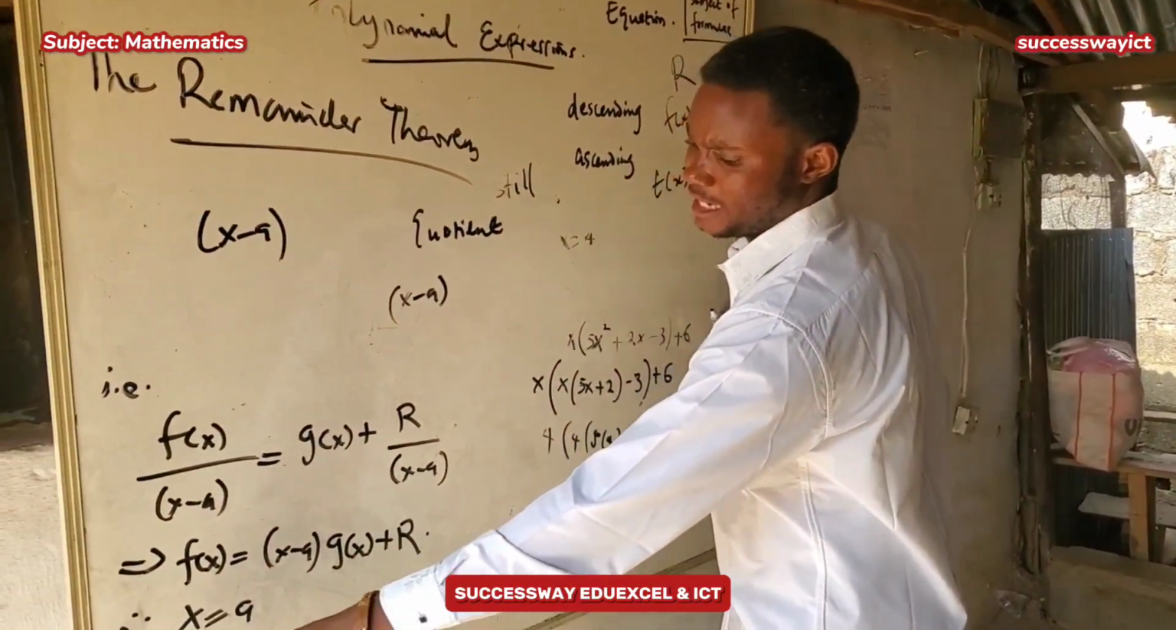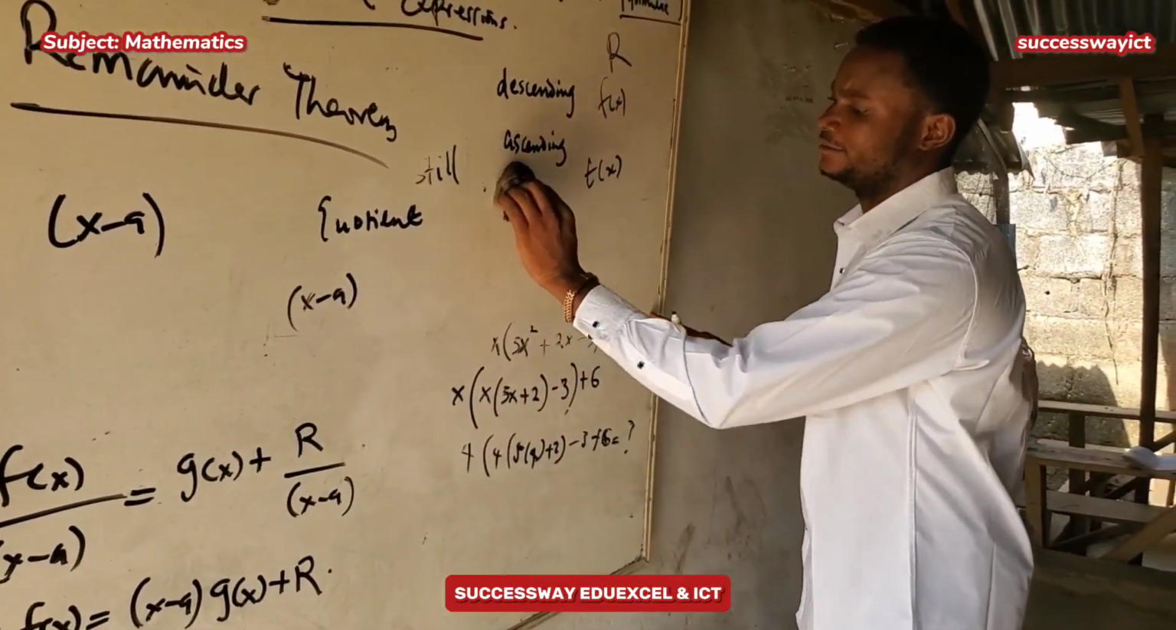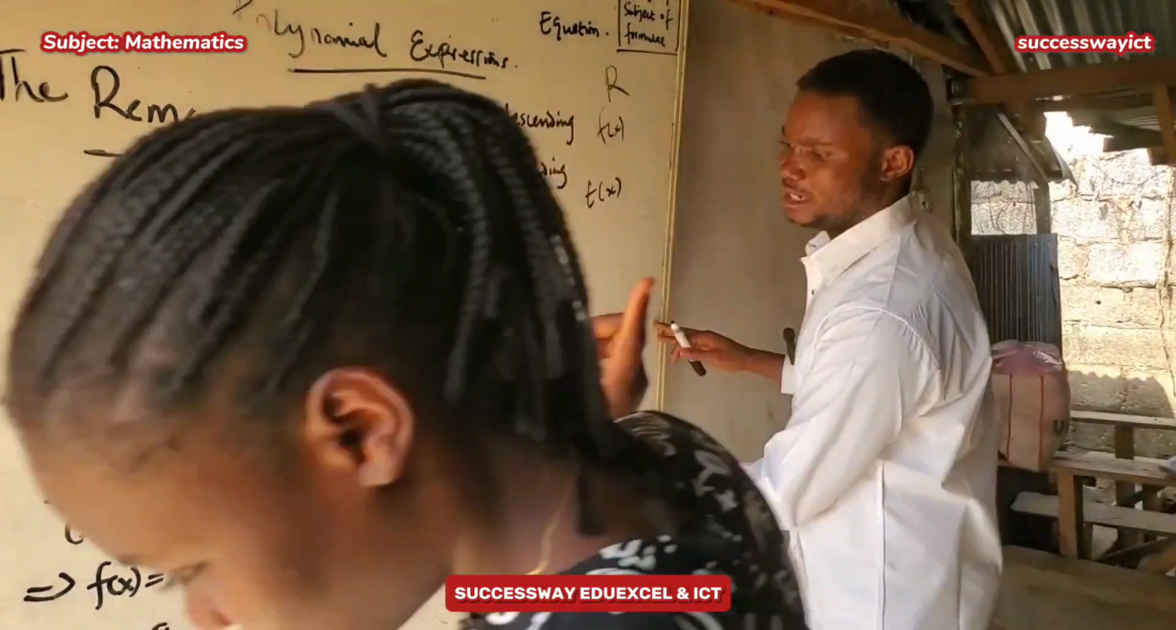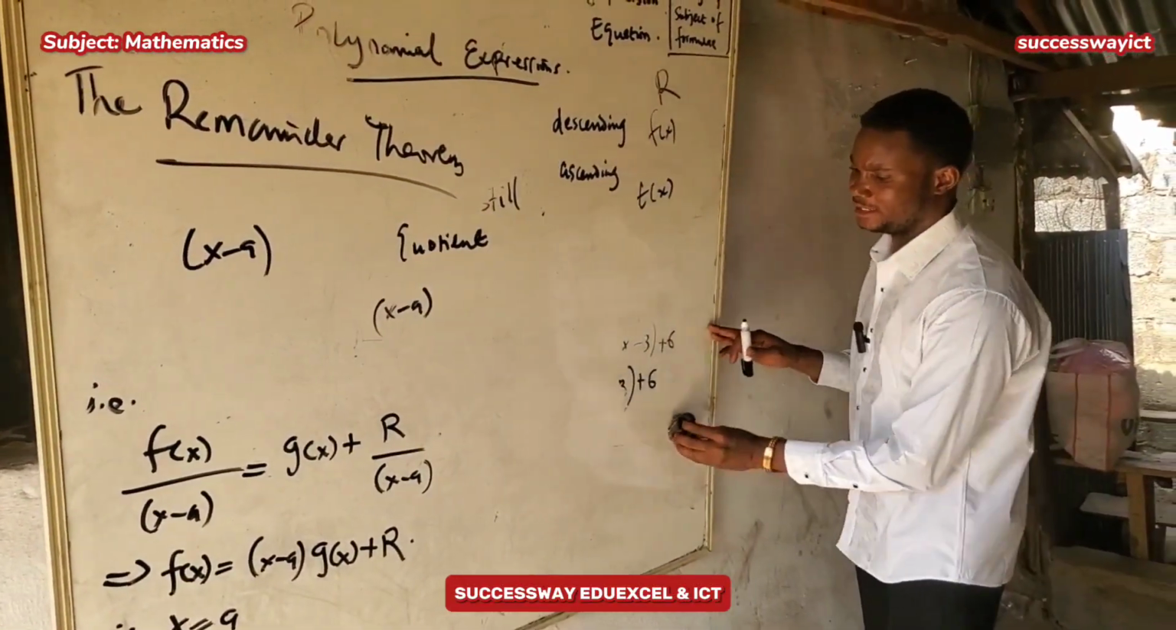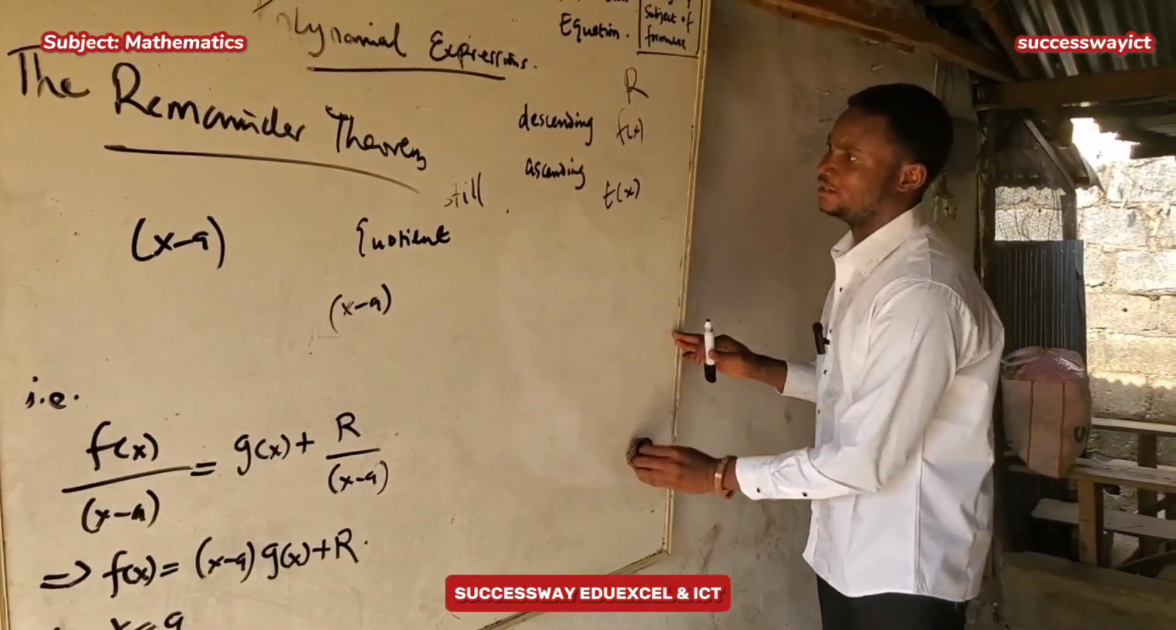F of a is equal to R. F of x is equal to x minus a multiplied by g of x plus R.